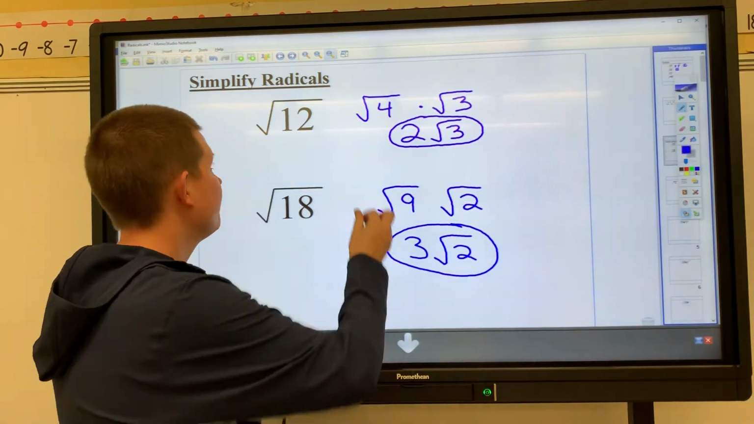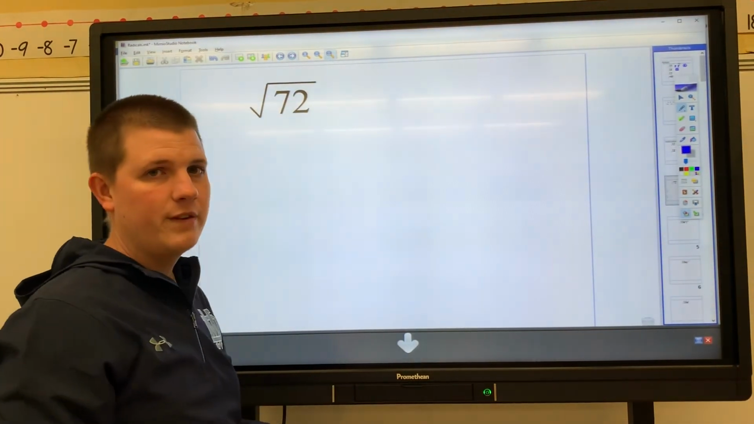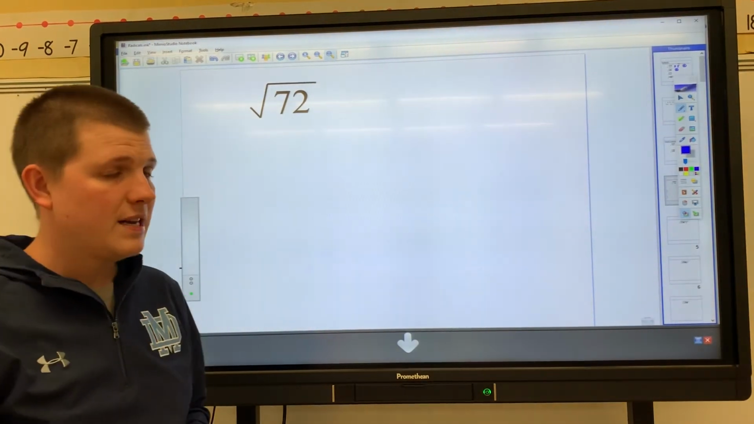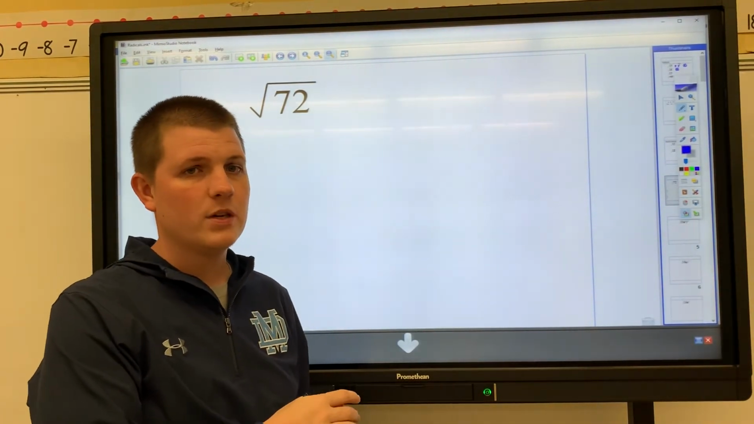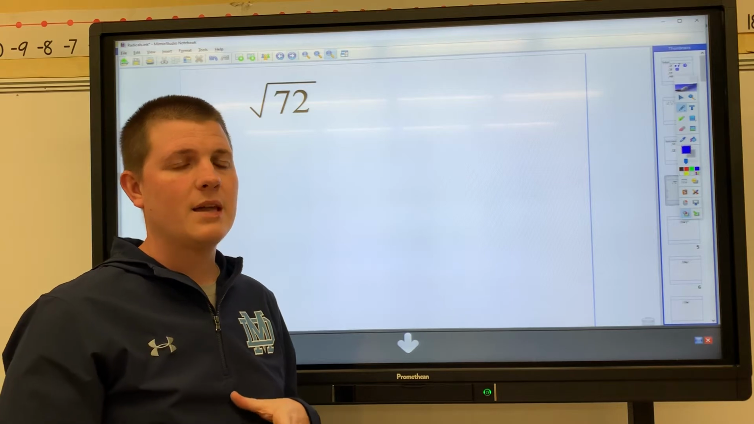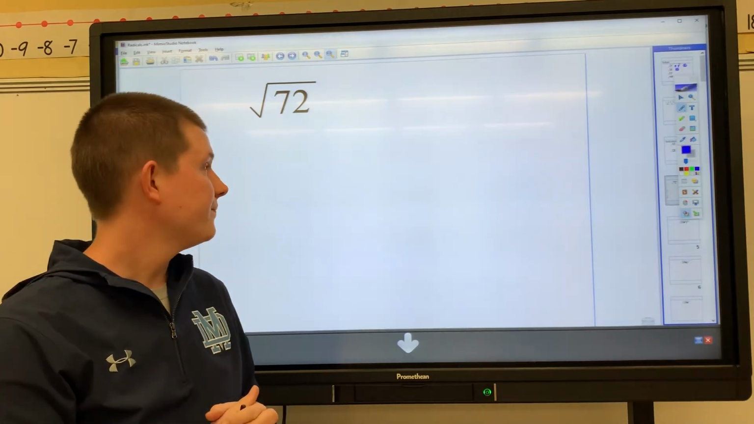Okay, let's do one more. Square root of 72. So 72 is not a perfect square. It's not in the list. So let's think about all the ways I can multiply to get 72. There's a lot of them.